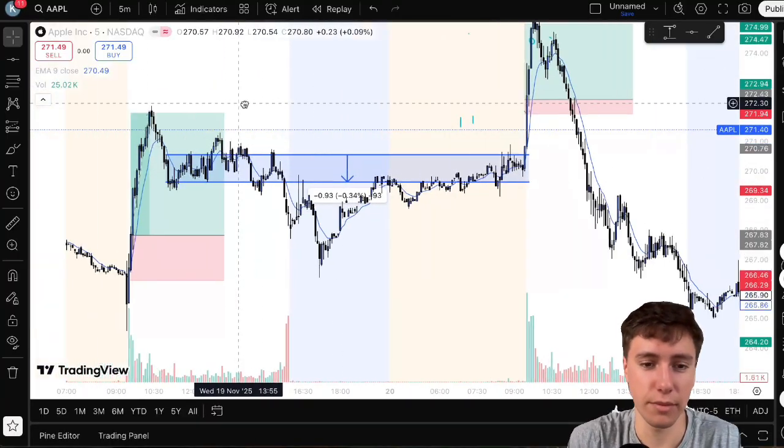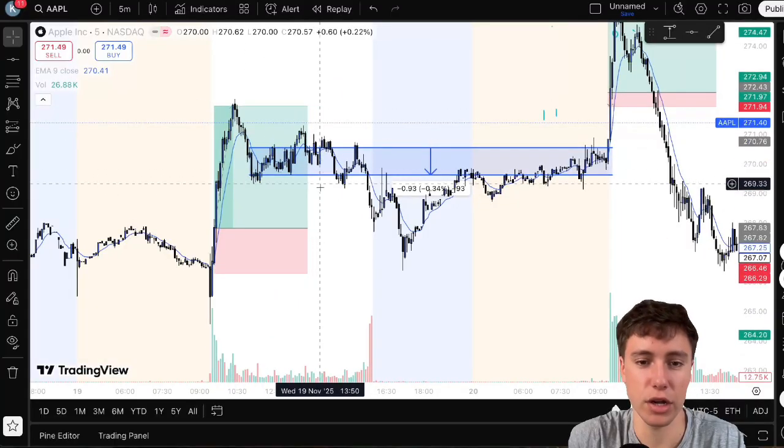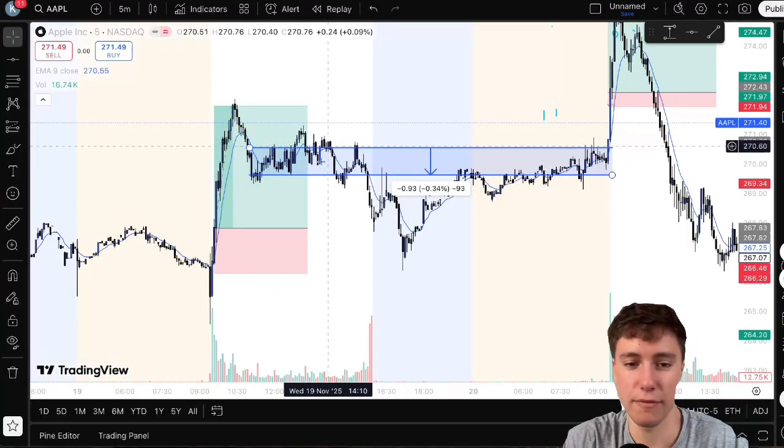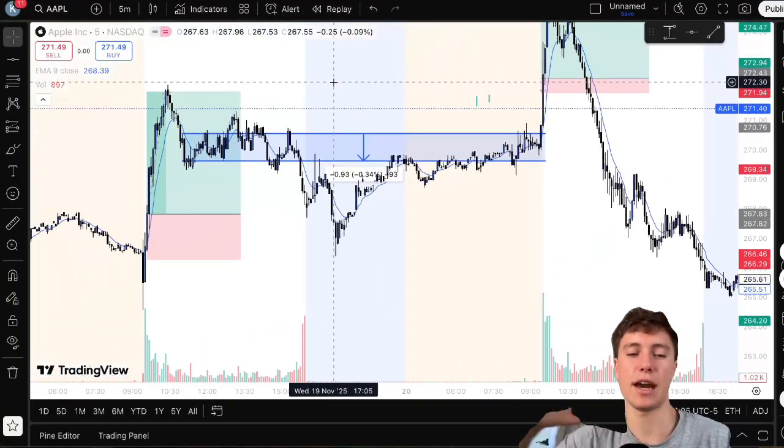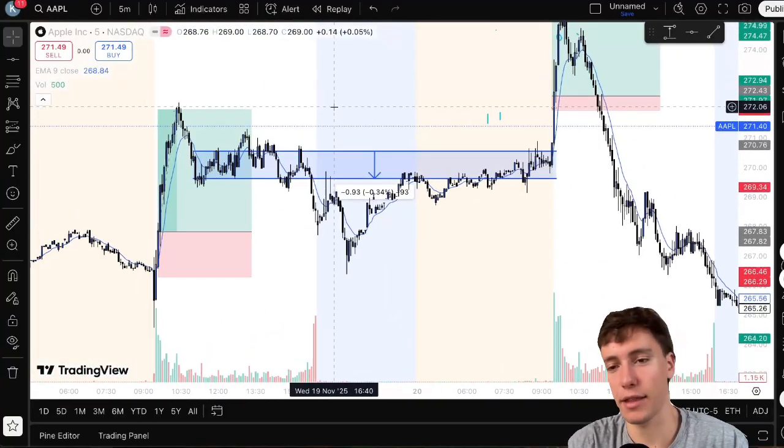Like I could go to the 30-minute chart and it'll show you the same thing. We reject off this level a bunch of times. But even on the 5-minute chart, we could just go back and find it in the past. But as you can see, this is Apple, guys. We're consolidating in that level.